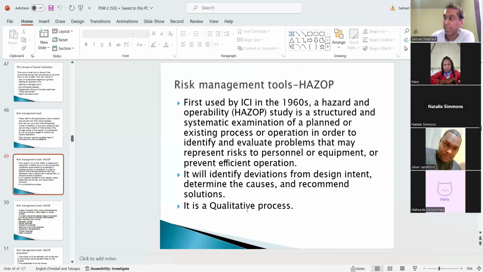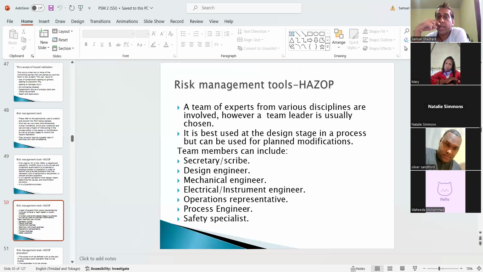Last week we mentioned that of all the techniques, some of them are still qualitative, some of them are quantitative. The quantitative ones are the better ones, right? So what is a hazard?